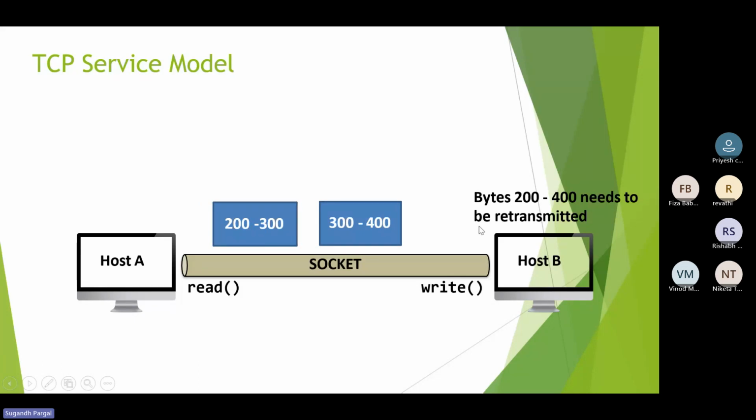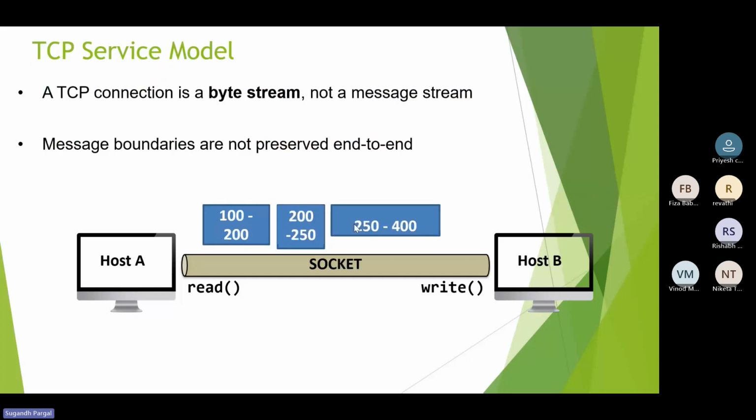It might be that they are not retransmitted in the same segments as they were initially sent, that is 200 to 250 and then 250 to 400. Instead, it may split the data as 200 to 300 bytes and then 300 to 400 bytes. So the message boundaries are not preserved end to end. That was the purpose of this example: in TCP, if a segment is lost, the message boundaries may change.